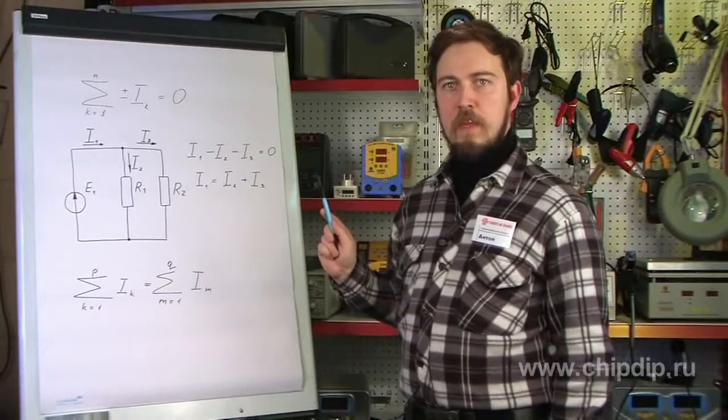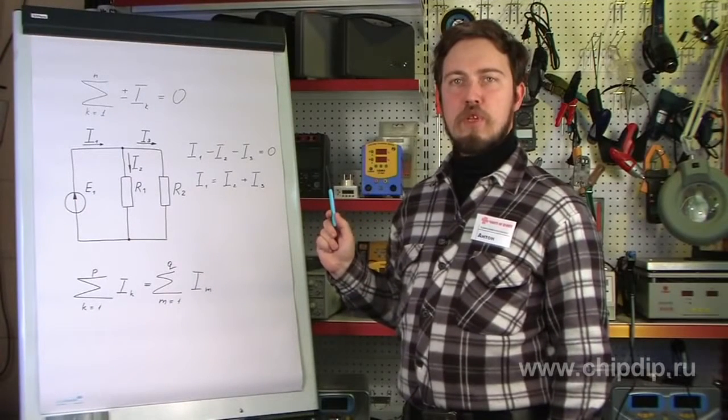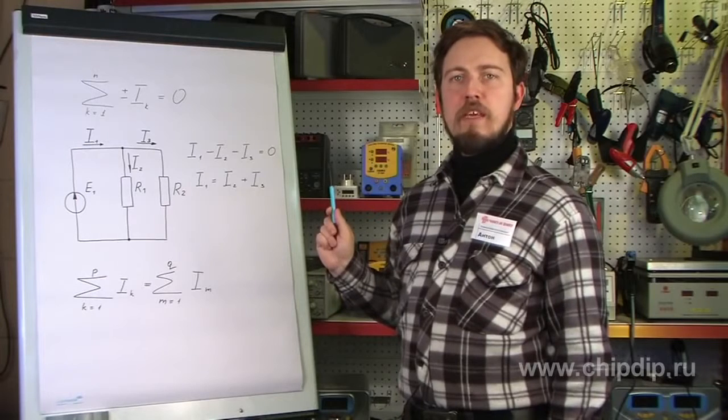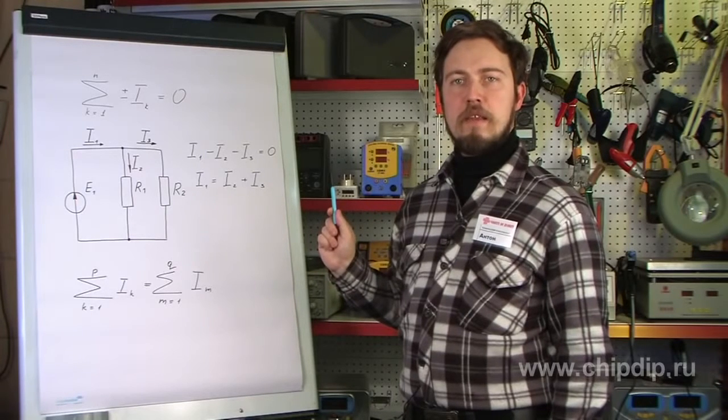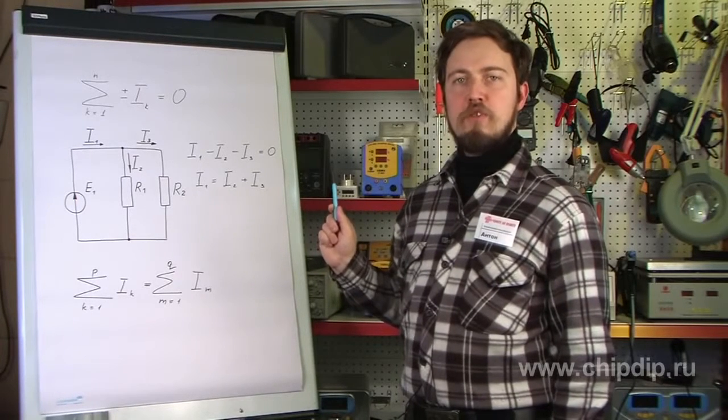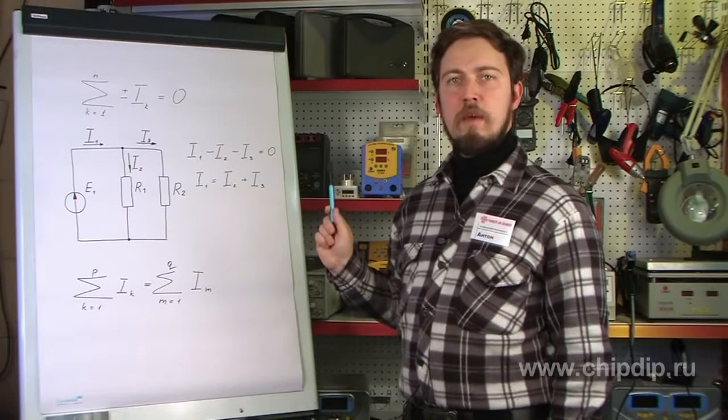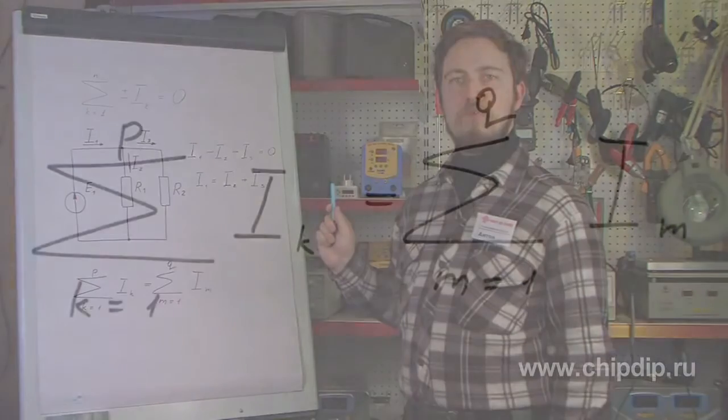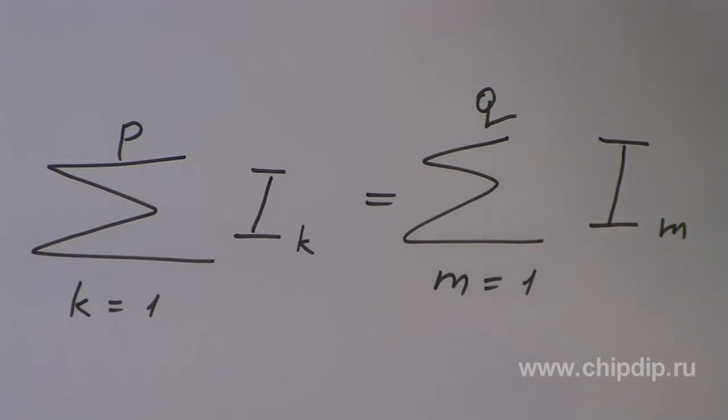This law has simple physical implications. If it did not work, the whole node would continuously accumulate an electric charge. However, this does not happen. There is one more definition of the first Kirchhoff's law. In any node, the sum of inflowing currents equals the sum of outflowing currents.